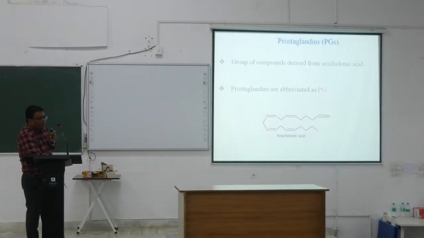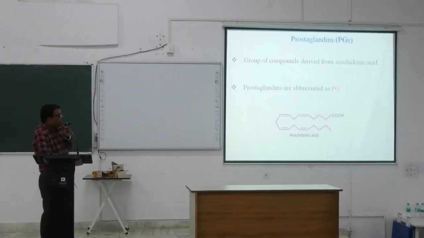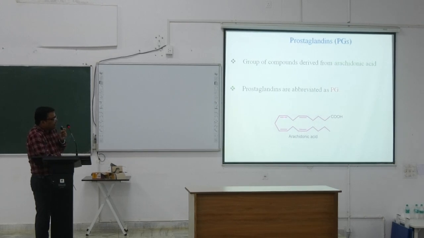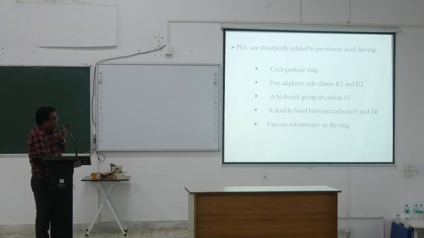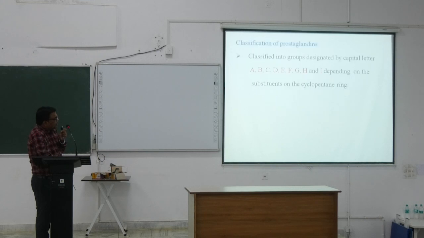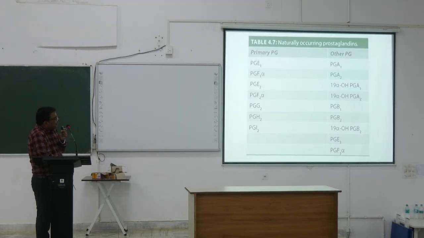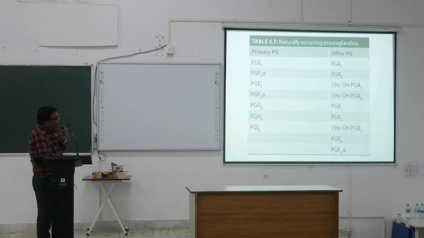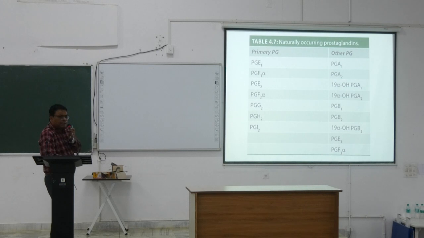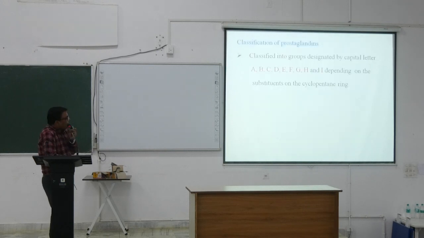Now to see the structure of prostaglandin, it is derived from arachidonic acid that contains 20 carbon atoms, and it contains 4 double bonds at different carbon atom positions. Prostaglandin is abbreviated as PG on the basis of attachment of some special groups. We can divide it into series 1, such as PGE1, PGF1 alpha, PGE2. All these prostaglandins are present in the body.